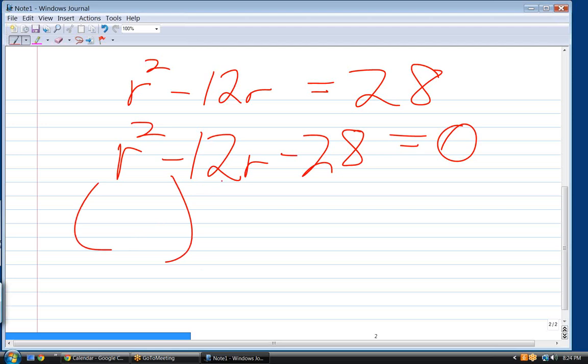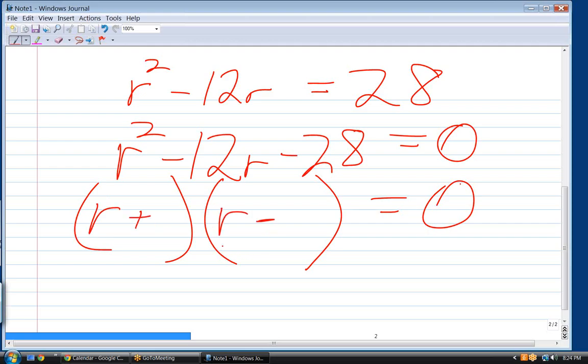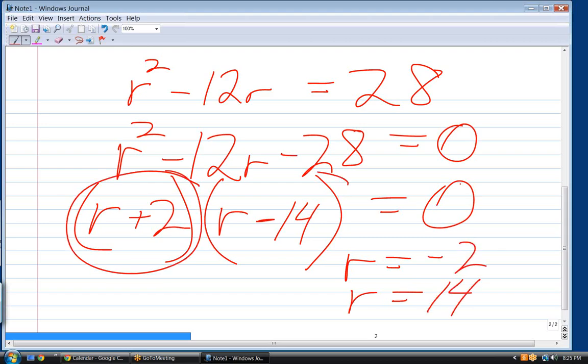14 times 2, yeah, it actually does. In other words, if it factors into whole numbers, then that's the easiest way to solve it. Notice that that does work. The middle term comes from the insides and the outsides, plus 2r minus 14r equals minus 12r. So it's factored properly. Now what are the solutions? r equals -2 and r equals 14. Right. In other words, you set each one of those equal to 0 and solve.